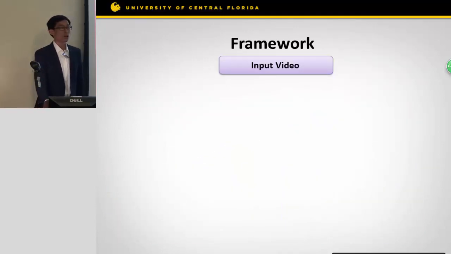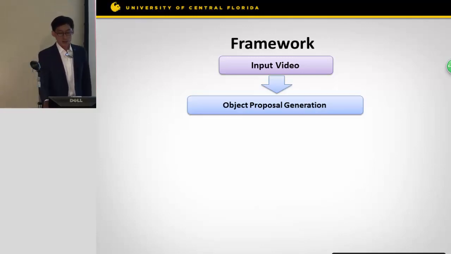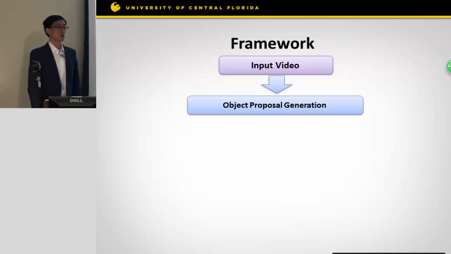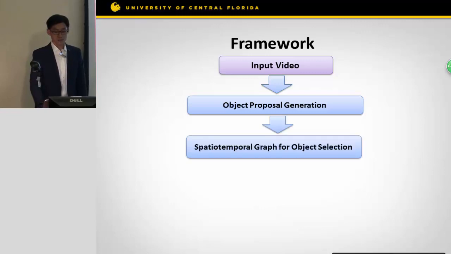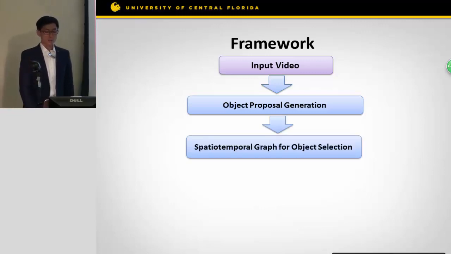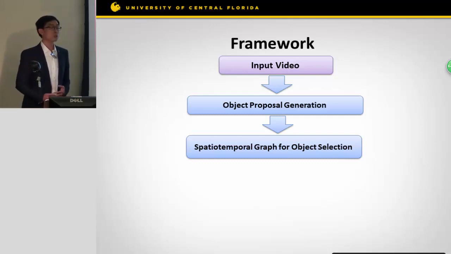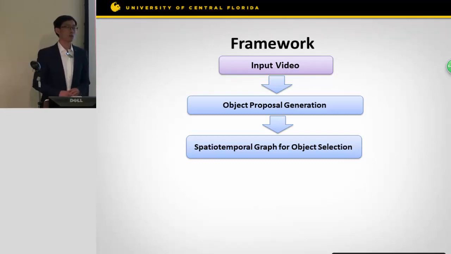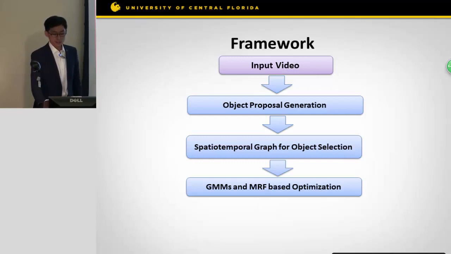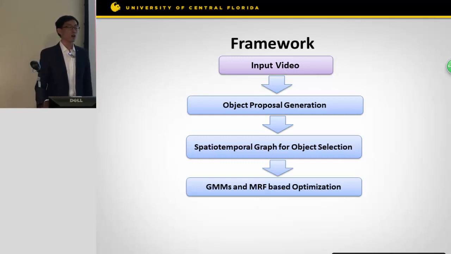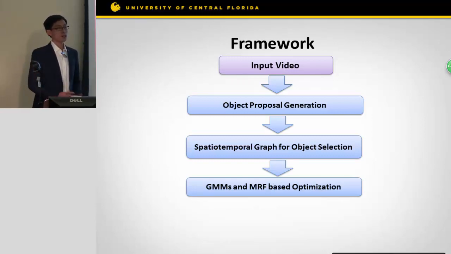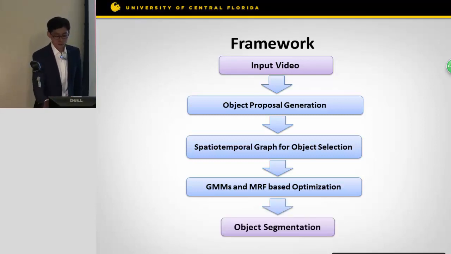Here is the framework for the proposed method. We first generate the object proposals from different video frames. Then we build the spatial temporal graph using these object proposals in order to select the best object proposals from each video frame. And finally, we build the Gaussian mixture models for the background and foreground regions, and then use the Markov random field to optimize it in order to get the pixel level segmentation.